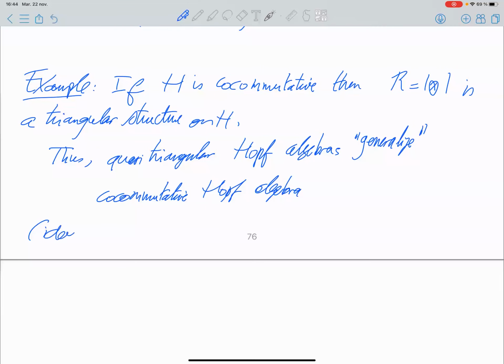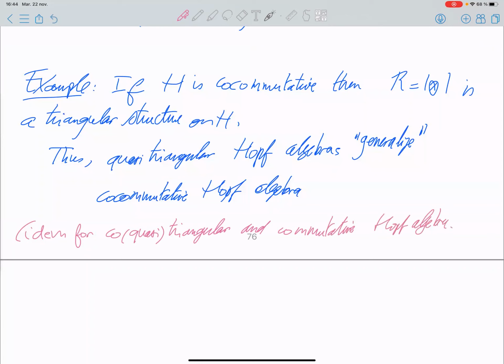Idem for co-quasi-triangular and commutative Hopf algebras. So the commutative Hopf algebra has a co-triangular structure. So co-quasi-triangular generalizes commutative, etc.